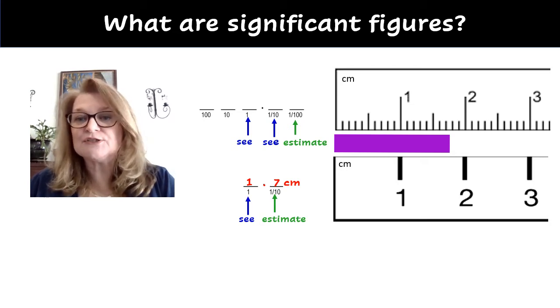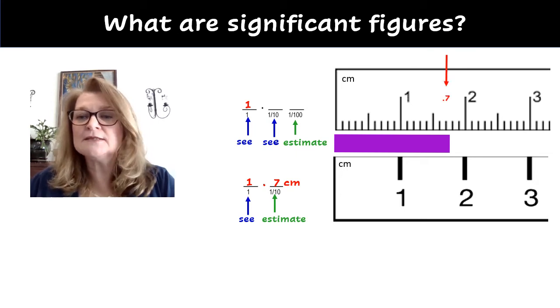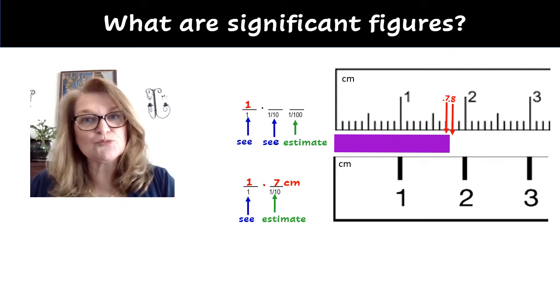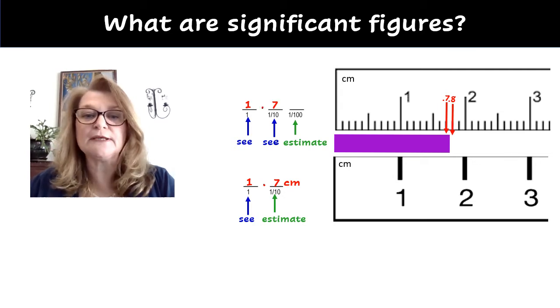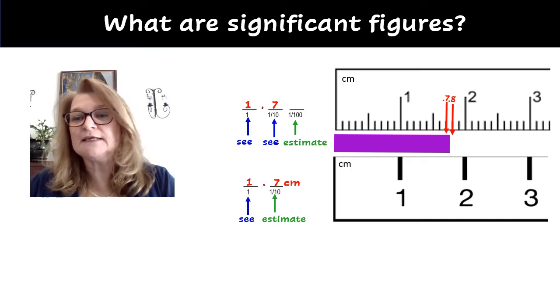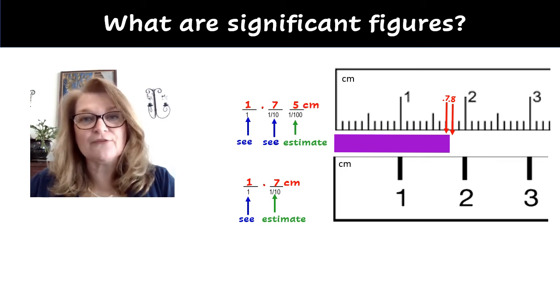So I can see that that's still going to be a 1 in the ones place. And it's a little bit higher than 0.7, but it doesn't quite reach 0.8. So I'm going to keep that as a 0.7 in the tenths place. And then I need to estimate in the hundredths place. And I'm looking at that and I think it's about halfway. So I'm going to estimate the hundredths digit to be a 5.